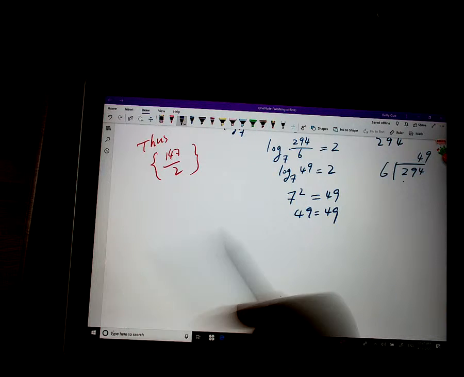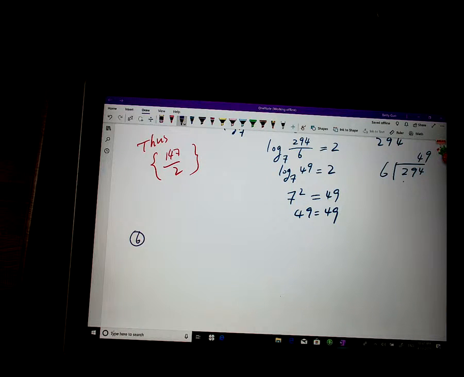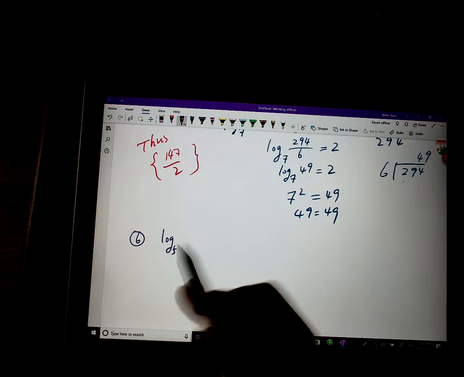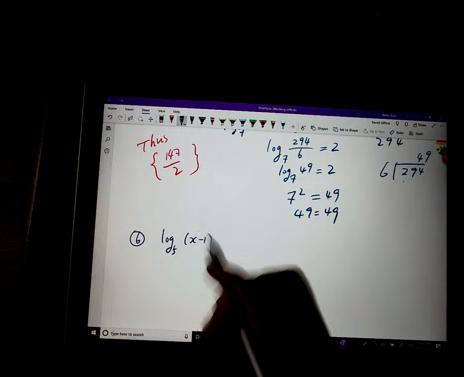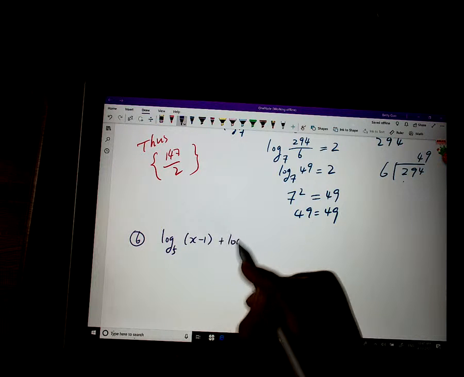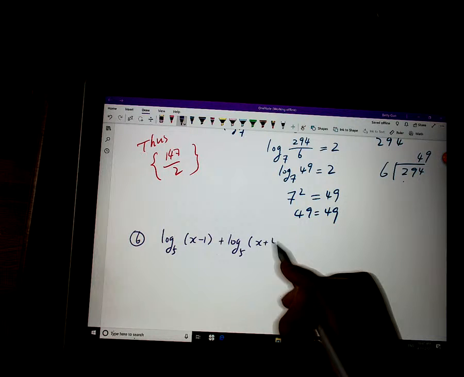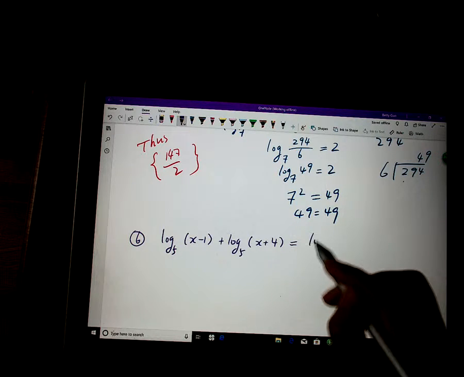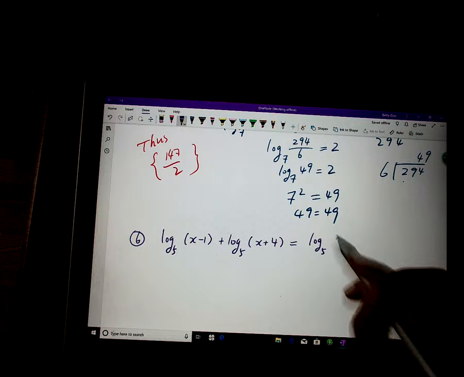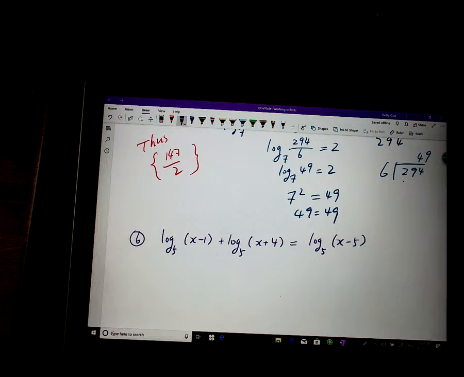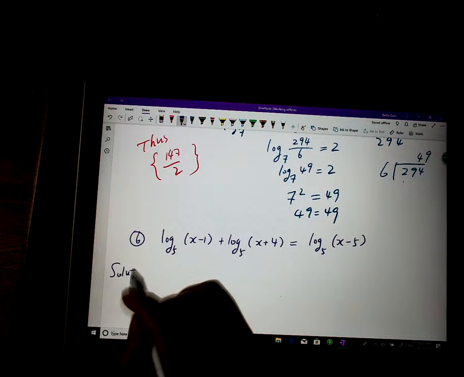Number 6. Number 6 is also a logarithmic equation. Let me copy the problem. The base is 5 this time. Log base 5 of x minus 1, plus logarithm with base 5 of x plus 4, equals log with base 5 of x minus 5. Let me double check. So you see three like-base logarithms in this equation: x minus 1, x plus 4, x minus 5. Okay. So how do we solve this equation?